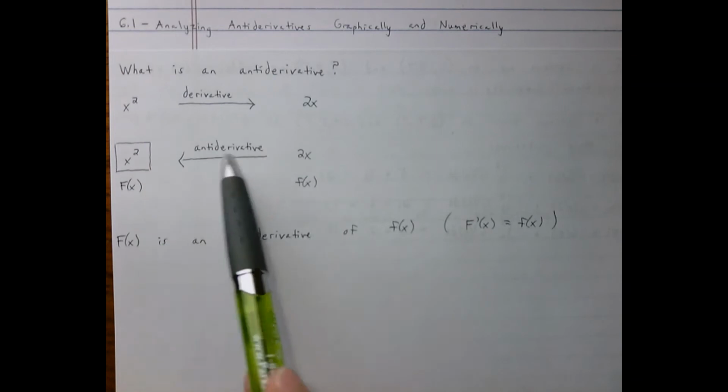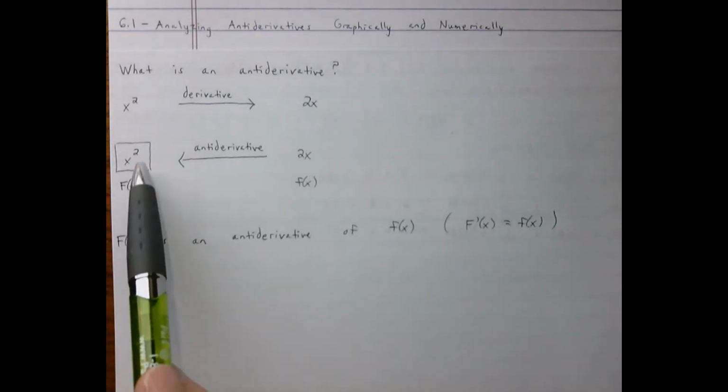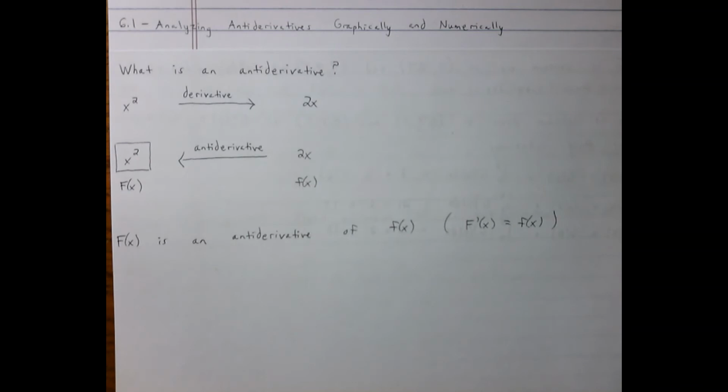Its derivative should be 2x. Well, that something is x squared. We'll denote it by big F of x. And we'll say that big F of x is an antiderivative of little f of x, since big F prime of x equals little f of x. In the next video, we'll see that we actually get an entire family of antiderivatives for 2x, but for now, it's enough to know that x squared is something whose derivative is 2x.